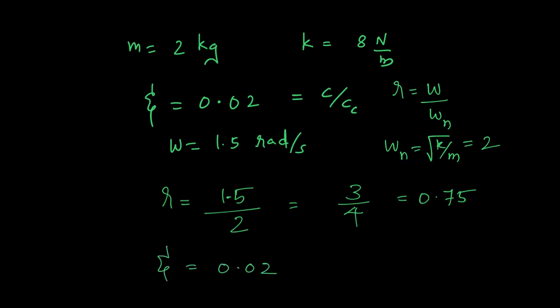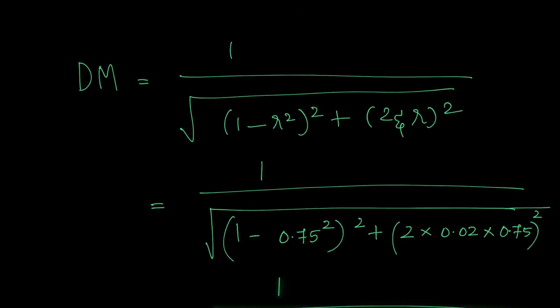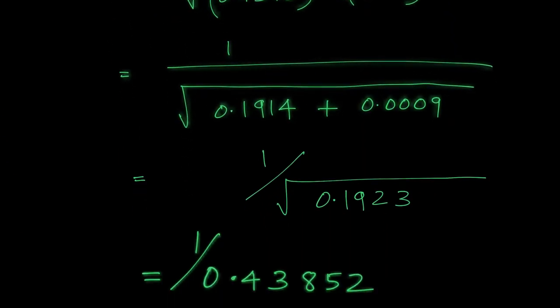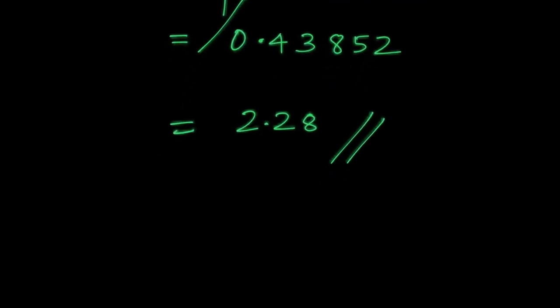So now you have values for r and zeta. It's simply plug and chug. You have the formula over here. One thing you should always remember, there is a square term here. Usually students miss this particular term and often end up with the wrong answer. So you have a value for r, you make sure you square it over here and then deduct that particular quantity from 1 and then take the square once again and add it to the rest of the terms as shown here. So once you do all this, you will get a dynamic magnification factor equal to 2.28.